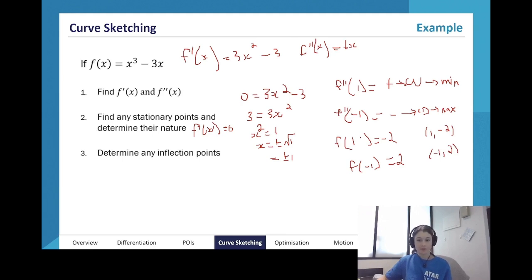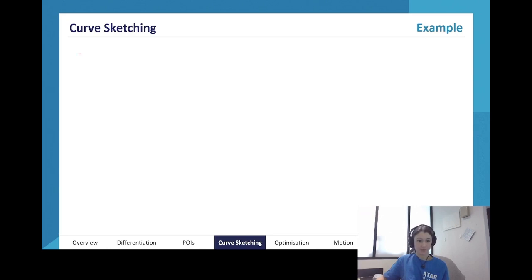Now we need to determine any inflection points. So remember, the inflection points occur when the second derivative is equal to 0. And that is our first requirement. So obviously our second derivative is going to be equal to 0 when x equals 0. And now we need to fulfill the second requirement, which is that the concavity around this point changes.